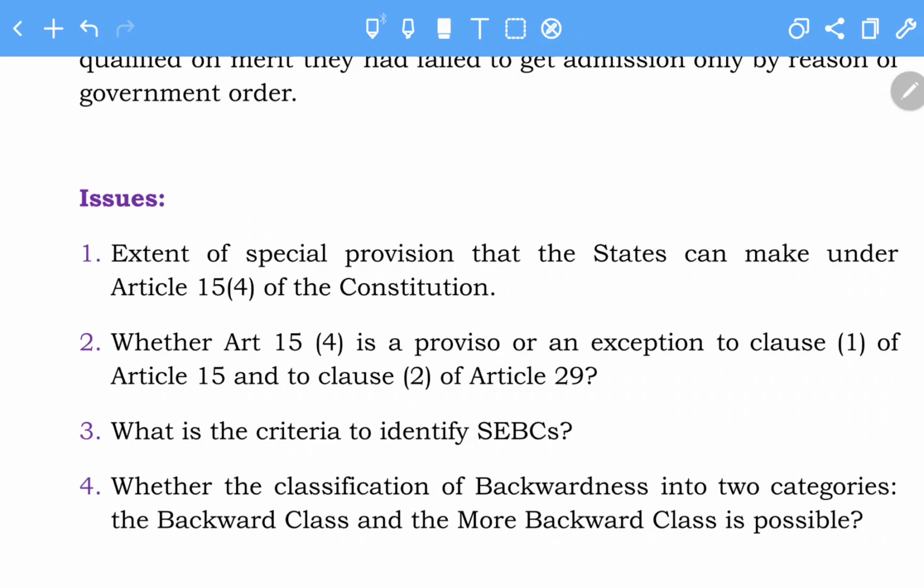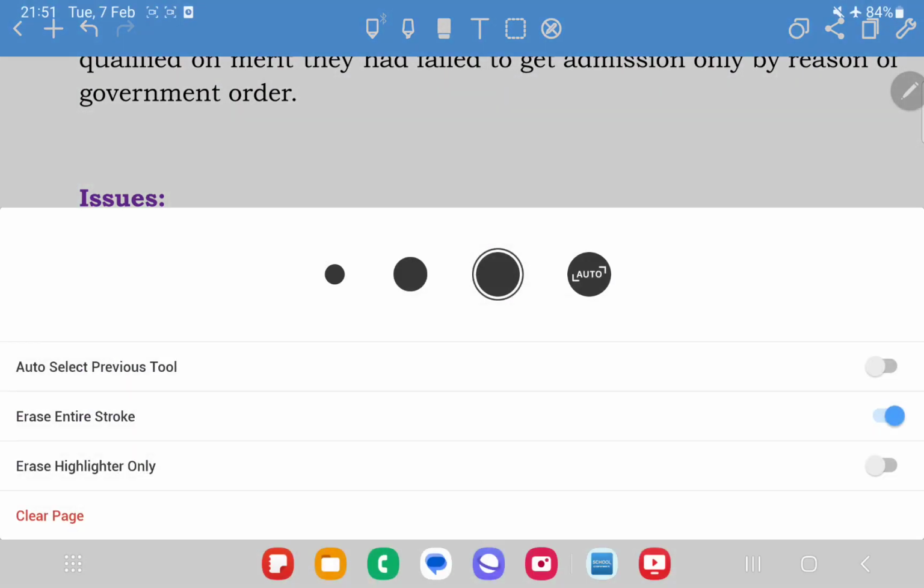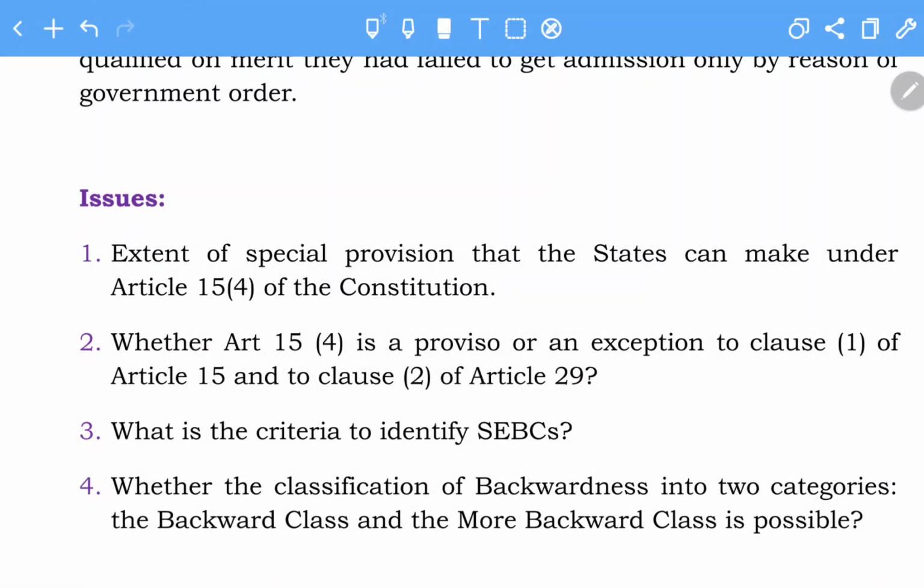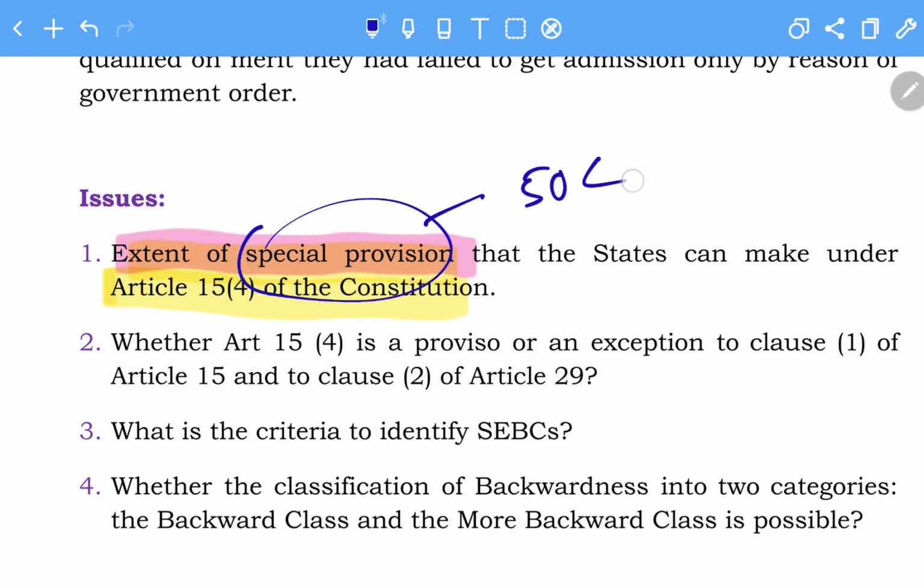Now the first major issue, as you can see on the screen, was with respect to the extent of special provisions. To what extent can the special provision be made under Article 15 clause 4? That means whether the special provision can go beyond 50%, or whether it must be within 50%. How should it be?